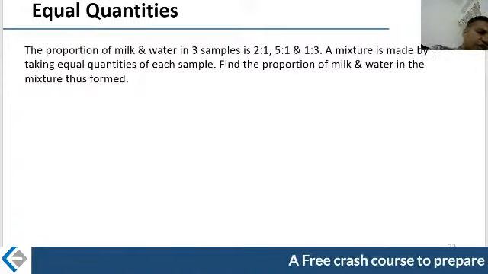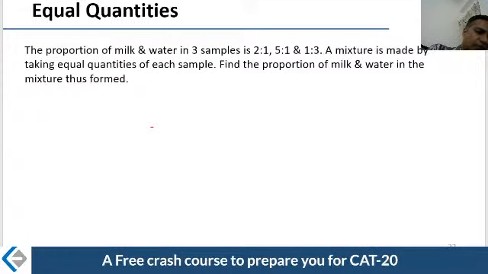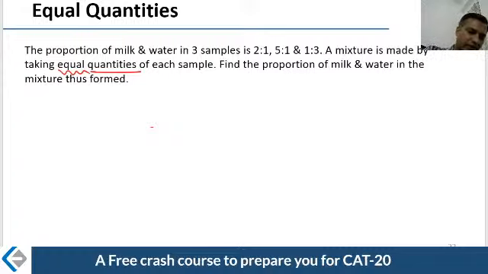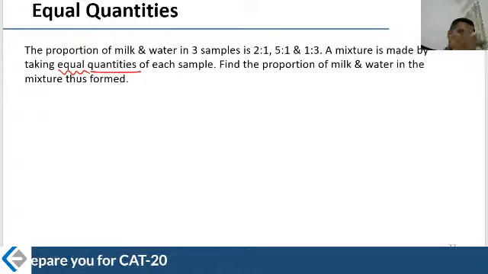Again, the word is equal quantities. This word equal is very important. If you already know certain concepts with respect to equal, things become really quick. Okay, let's take a look at this.